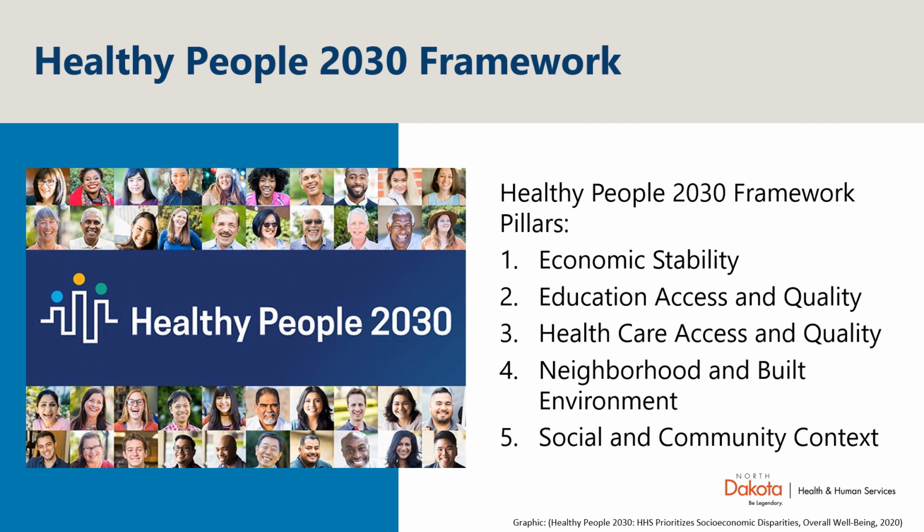The Healthy People 2030 framework focuses on five pillars, as discussed in the module's beginning. These pillars include economic stability, education access and quality, healthcare access and quality, neighborhood and built environment, and social and community context.